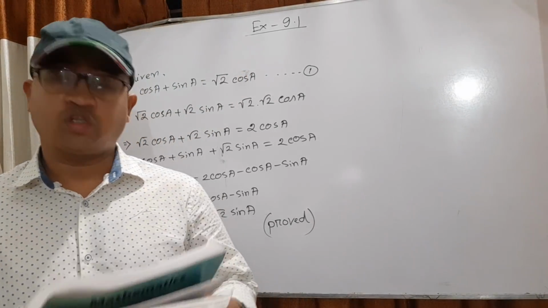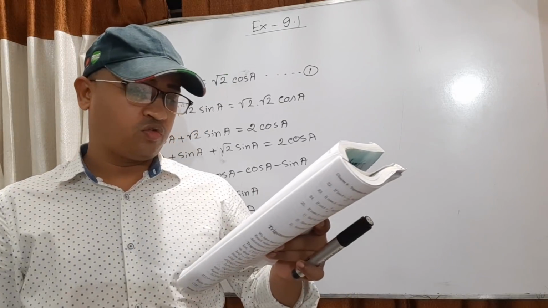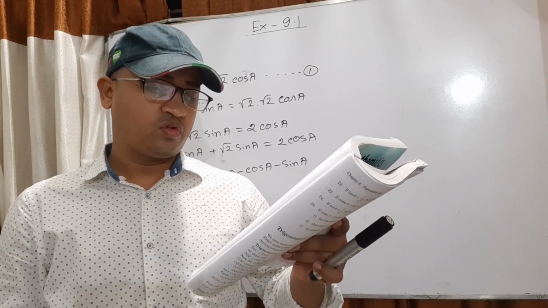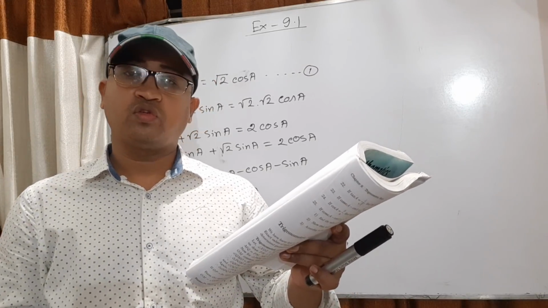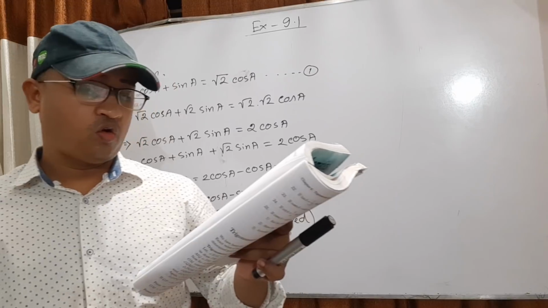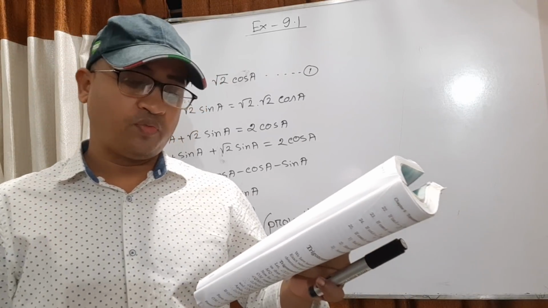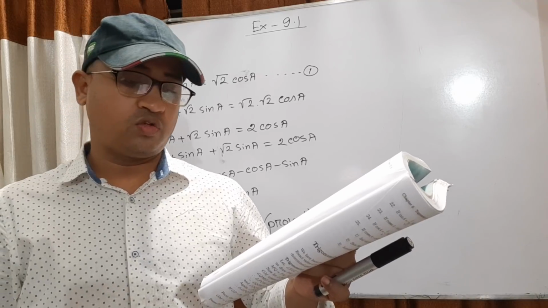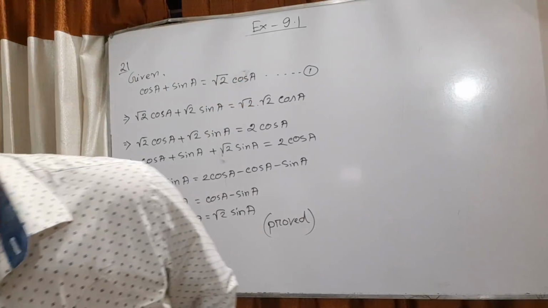Okay, now question number 21. If cos A plus sin A equal to root 2 cos A, prove that cos A minus sin A equal to root 2 sin A. Again, cos A plus sin A equal to root 2 cos A. We will prove that cos A minus sin A equal to root 2 sin A. Now let's start the solution.